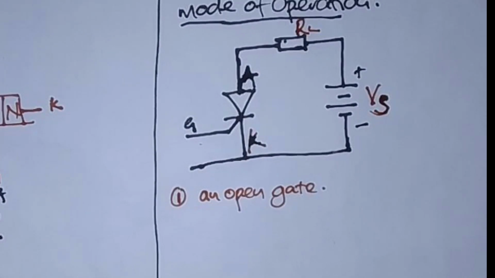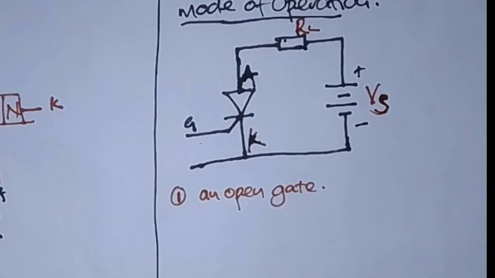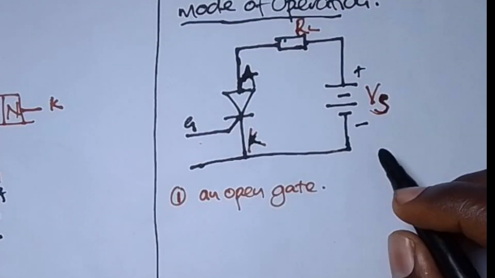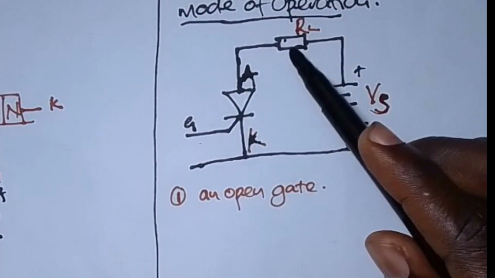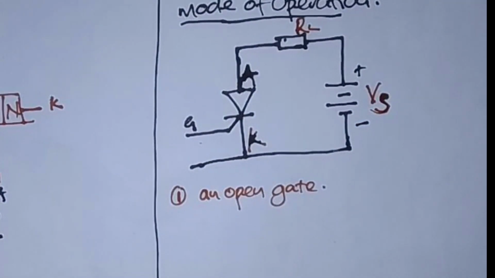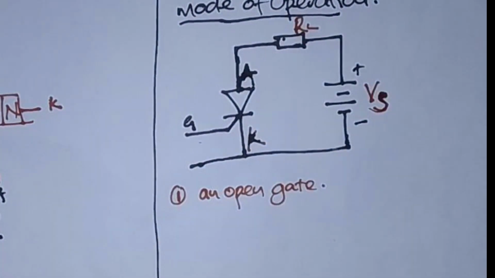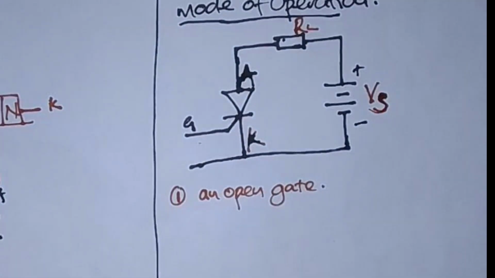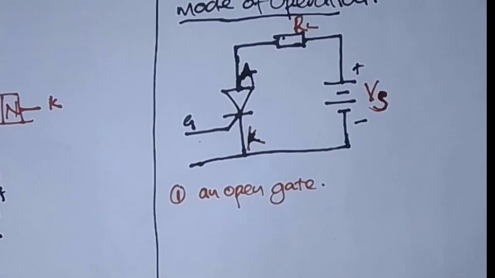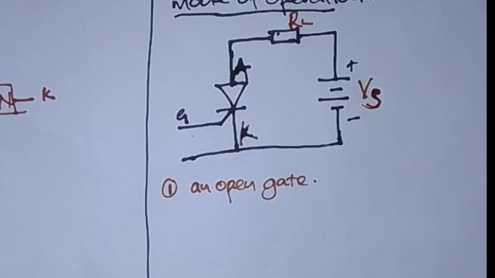So when the gate is open and we apply a certain supply voltage, this thing won't be turned on because the gate is open initially. With the gate open and a certain voltage applied across the anode and cathode, the SCR will not be able to conduct until the applied voltage Vs reaches a certain value, which is greater than a certain limit voltage.